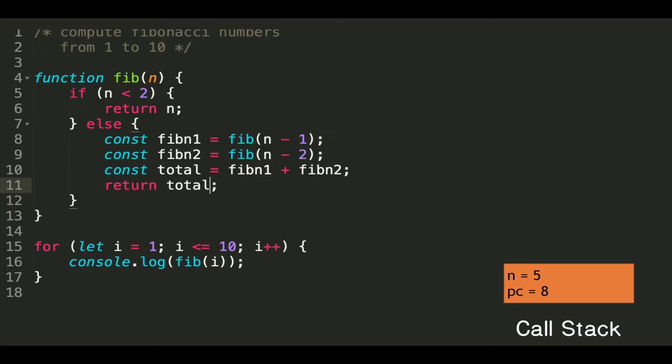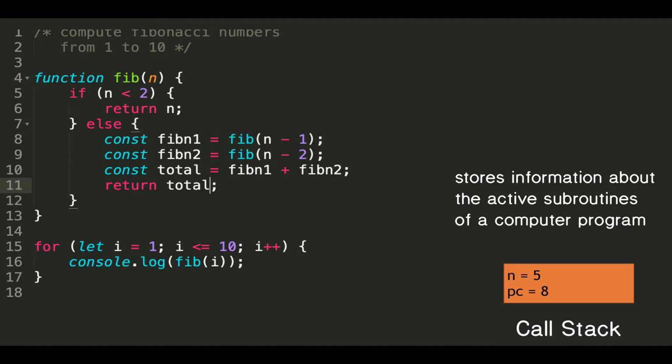Now, that's shorthand. I'm waving my hands here. The program counter is really some location in virtual memory, but it's good enough for the purpose of understanding what's going on here to consider it a line in this file. And just as a reminder, the call stack is a part of memory that stores information about the active subroutines of a computer program. So it's keeping track of where we are and what the values of local variables are.